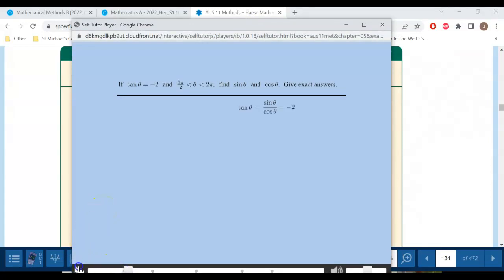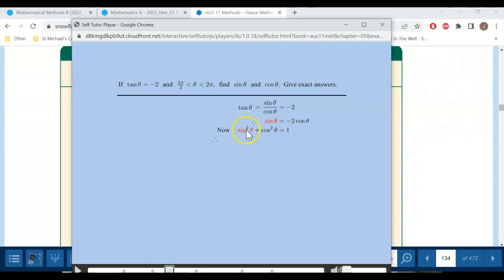This time we're going to start off with tan theta is equal to sine theta over cosine of theta. And we know that tan theta is equal to negative 2. All right, so far so good. Then we're just interested in this bit here. So sine theta over cos theta is equal to negative 2. If I multiply both sides by cos theta, then we will get sine theta is equal to minus 2 cos theta. Now we can use something that's a little bit useful.